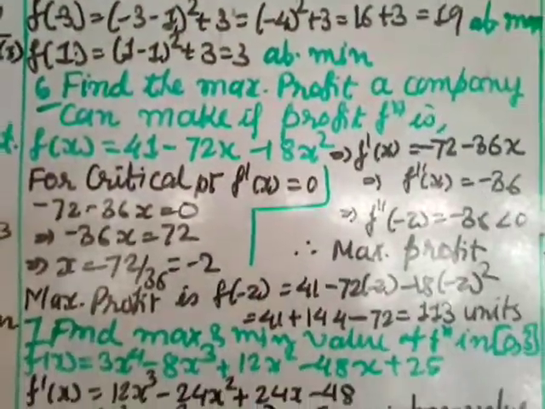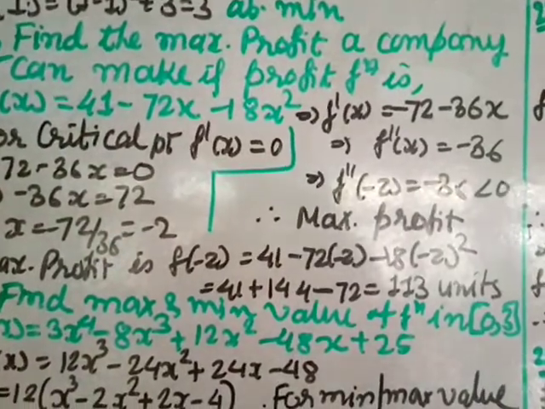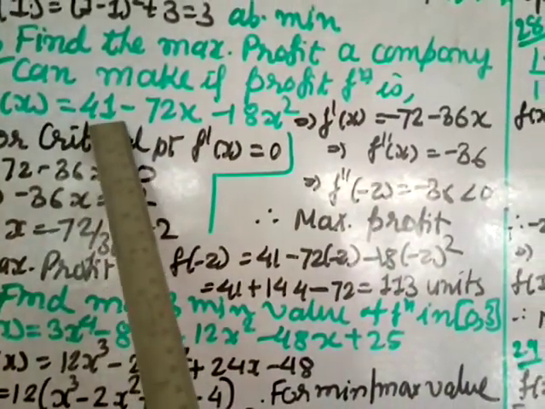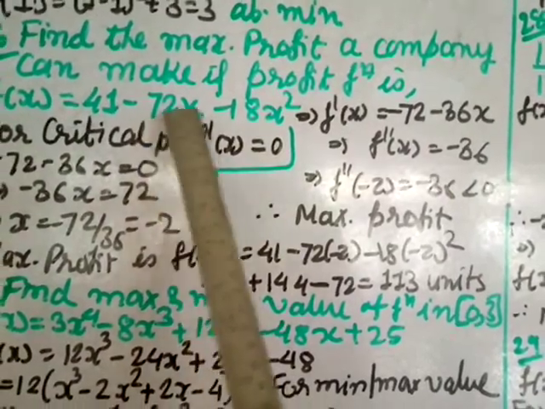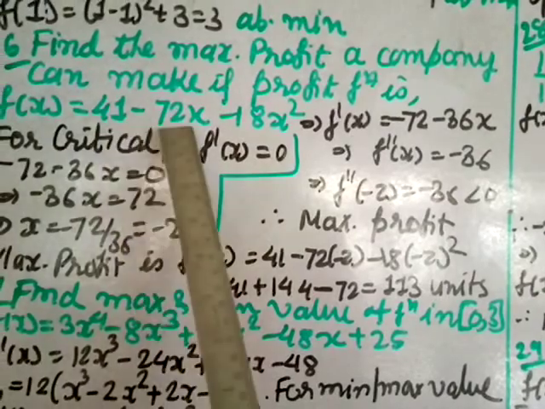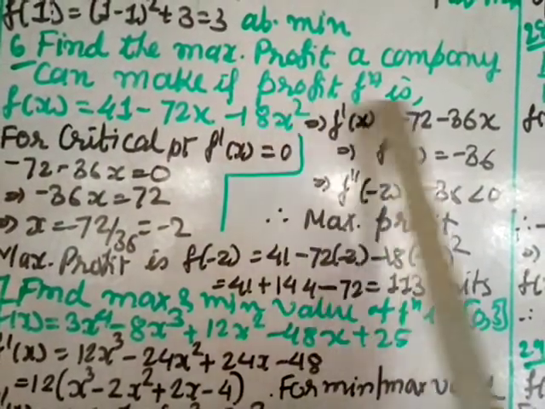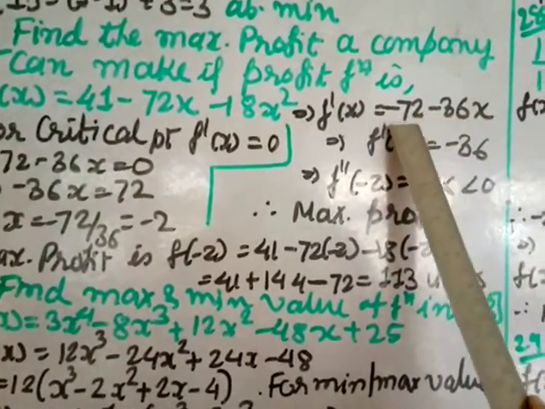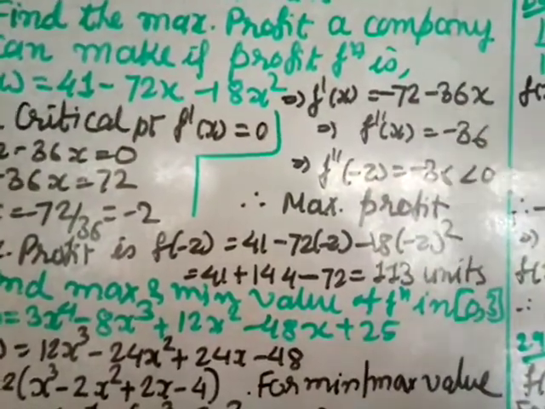Question number 6. Find the maximum profit a company can make if the profit function is f(x) is equal to 41 minus 72x minus 18x square. I'll differentiate first. So the derivative of 41 is 0, minus 72, 18 into 2 is 36x. So this is the one. If I find the second derivative, this will be 0 minus 36, the derivative of x is 1.